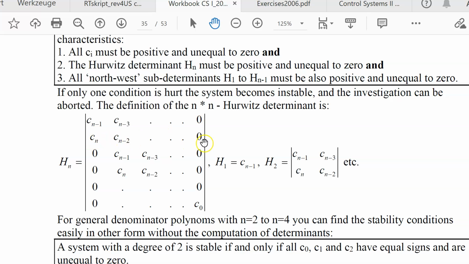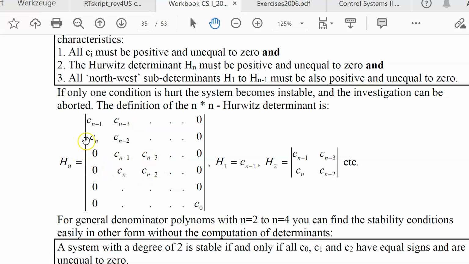The second row exactly gets the other coefficients, starting with Cn, Cn minus 2, Cn minus 4, Cn minus 6, and so on. Again, half of the coefficients are listed here. You have n cells, so the rest of the cells which are not covered with these elements are set to 0. The third row starts with a 0, and then this is a copy of the first row.